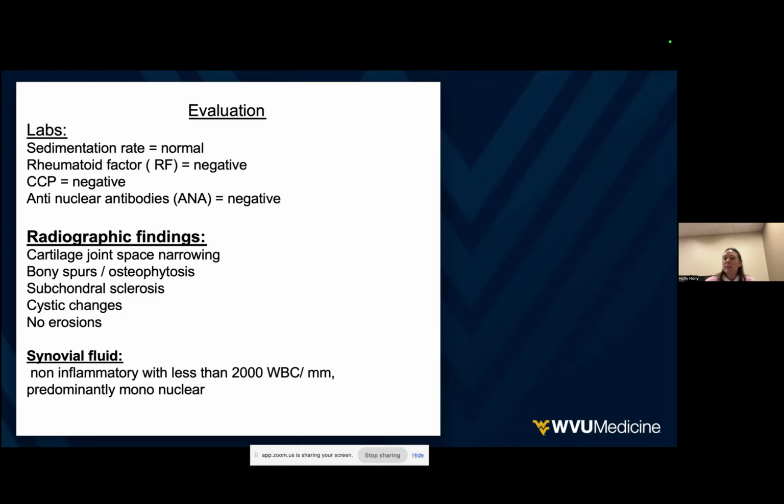The labs that I listed here, the sedimentation rate, the rheumatoid factor, the CCP, which is a cyclic citrullinated peptide, and an ANA, aren't really arthritis tests, and these aren't tests that you need to do for osteoarthritis, but they're going to be negative. We don't need these labs to diagnose osteoarthritis, and they're really not recommended to check when patients are presenting to you with the first sign of joint pain, especially if you don't feel that this is an inflammatory process.